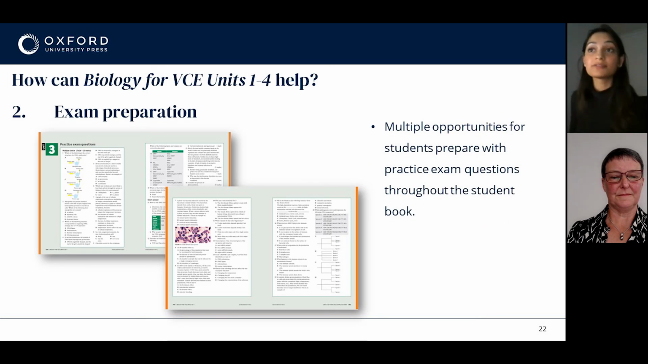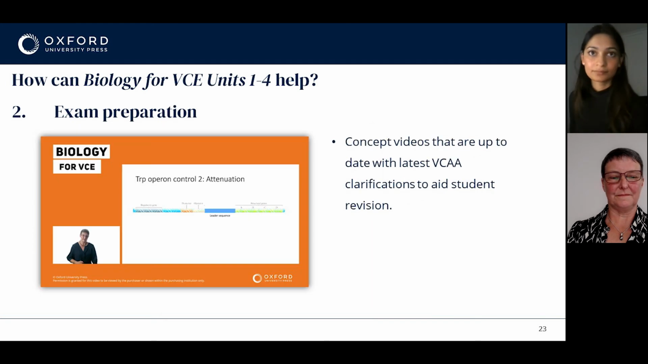Okay, we also have lots of practice exam questions throughout the book. So there's multiple opportunities for students to prepare with practice exam questions. These are included at the end of each unit, so in unit reviews. Then we do a cumulative combined unit set of practice exam questions as well. And the way that we structure our questions in our chapter reviews is also based around the exam style of multiple choice and short answer questions with mark allocation.